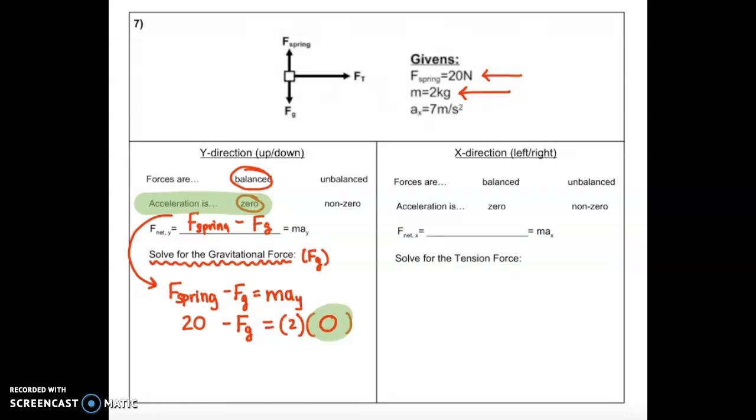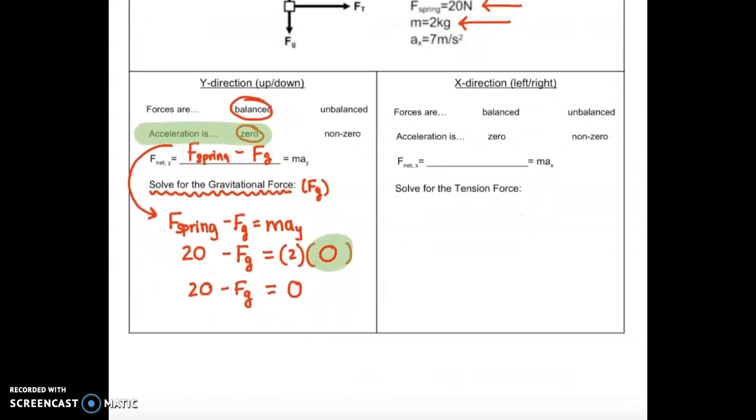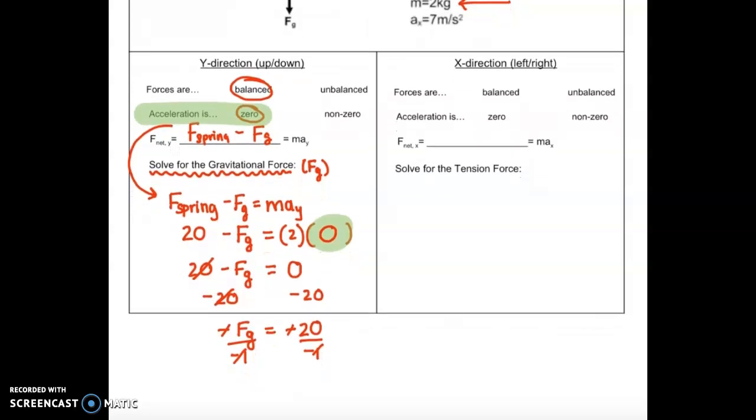From there, I can work on solving this equation. 20 minus Fg equals 2 times 0, which just simplifies to 0. I'll subtract 20 from both sides, leaving me with negative Fg equals negative 20. I'll divide both sides by negative 1. You could also multiply by negative 1. It's really just a way of getting rid of the negative, so that I can find Fg equals 20.